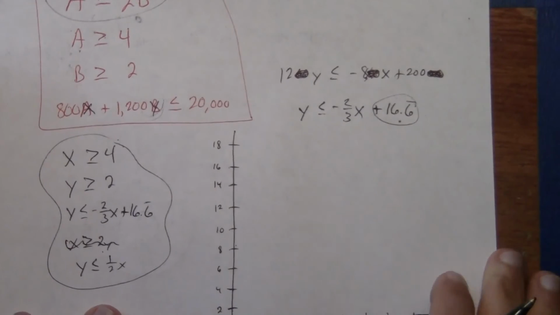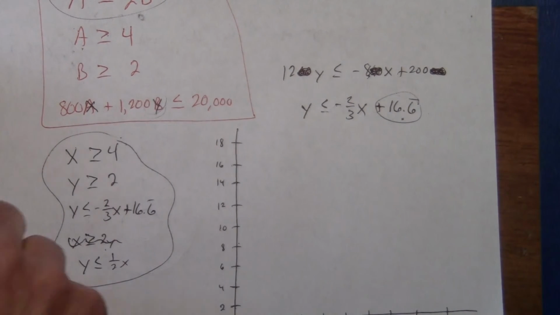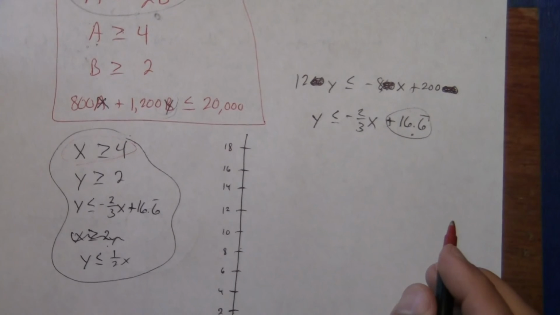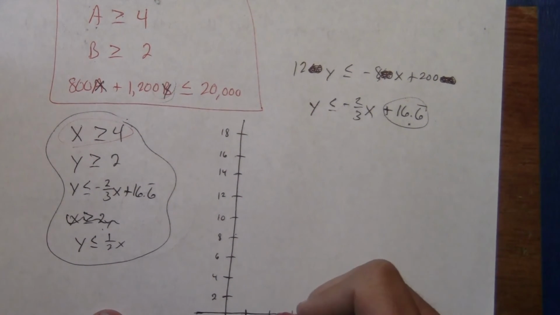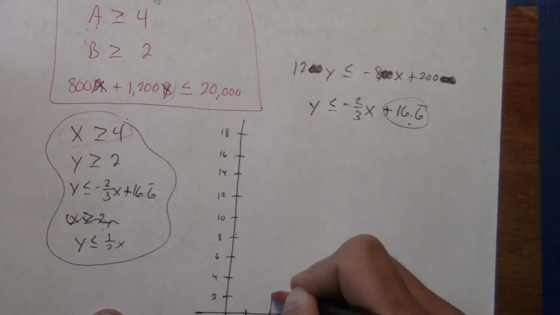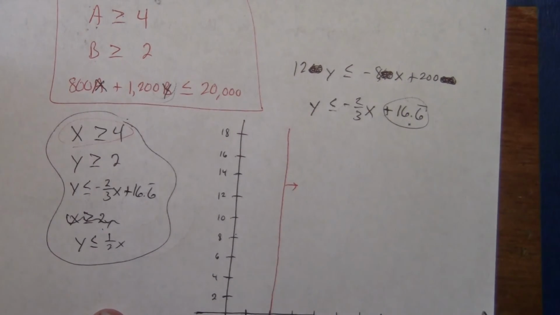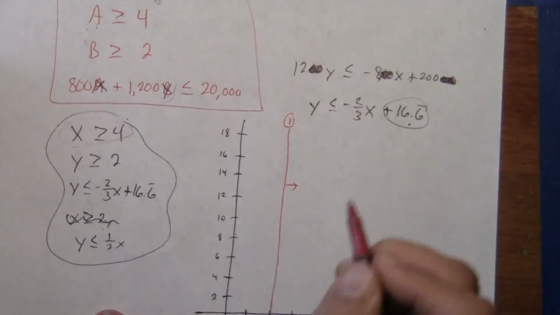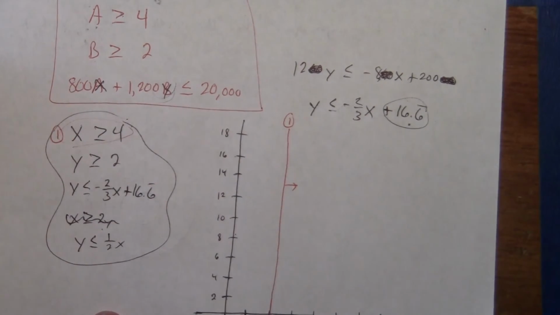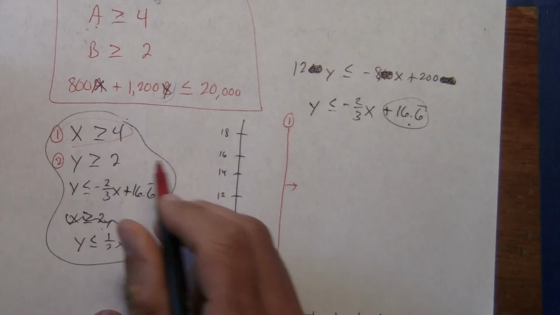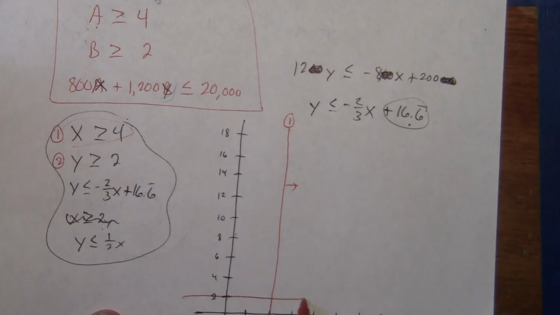All right, and now we'll go ahead and start graphing our inequalities. So let's take a look at the first one. X is greater than or equal to 4. Remember, that's a vertical line, and that would be here. So there is my X greater than, meaning that direction, 4. And again, if you want to do the little thing where I label it with a 1, that's kind of nice. Don't have to. Second one, Y is greater than or equal to 2. Well, that's a horizontal line. Greater than would mean that direction. There's my second equation.